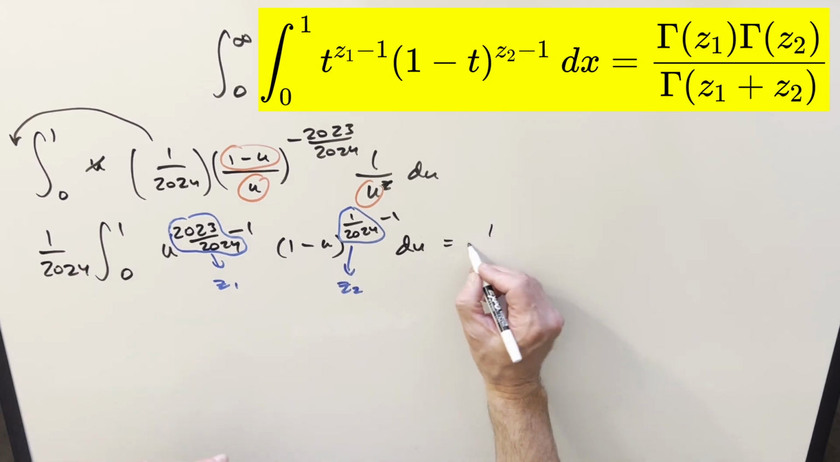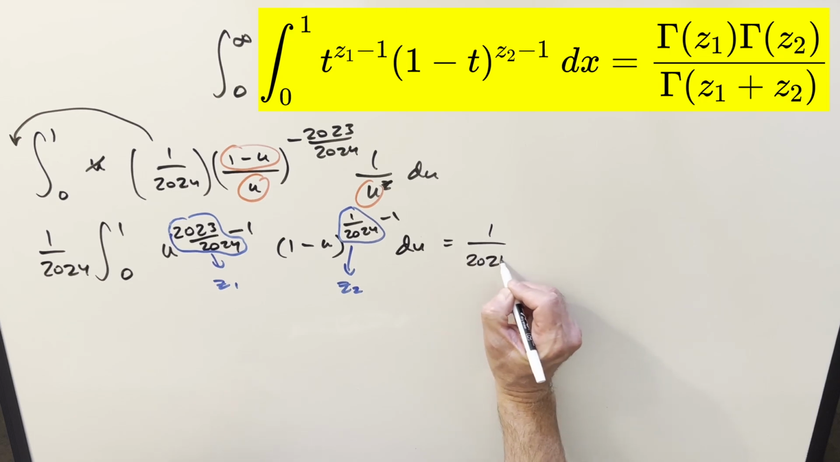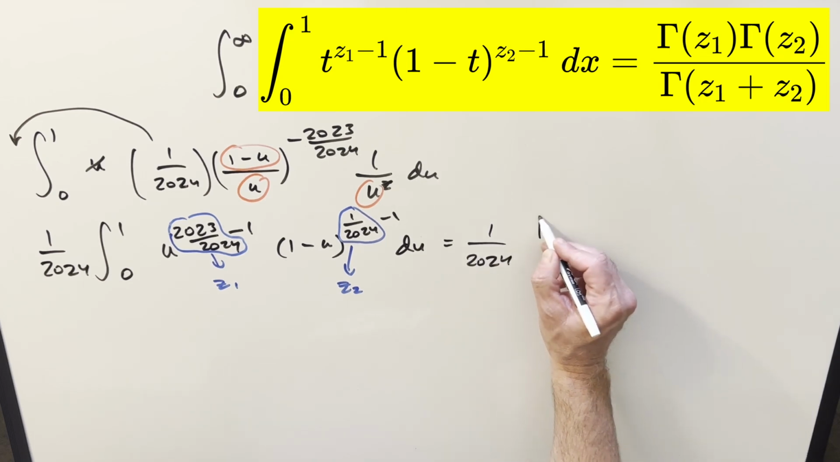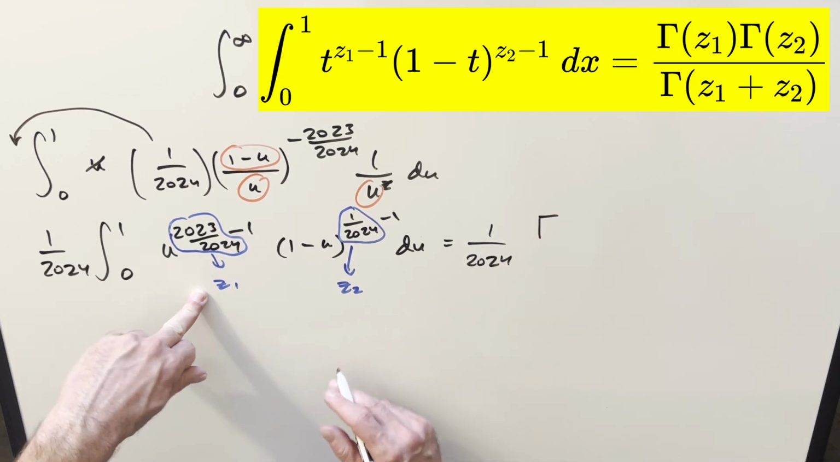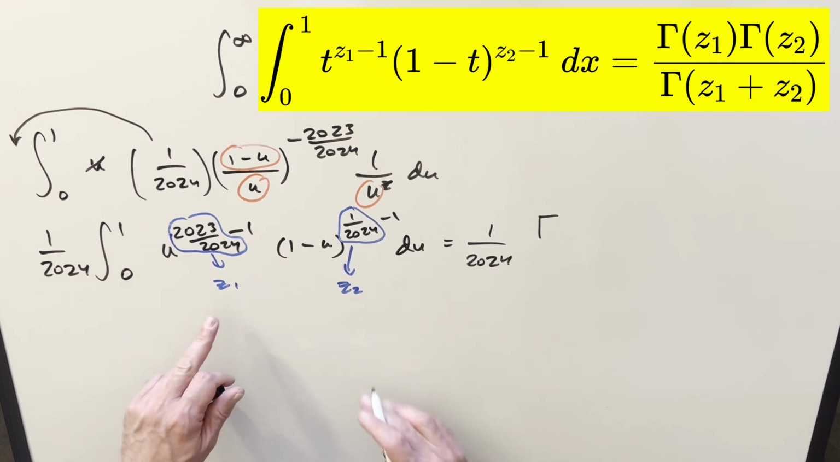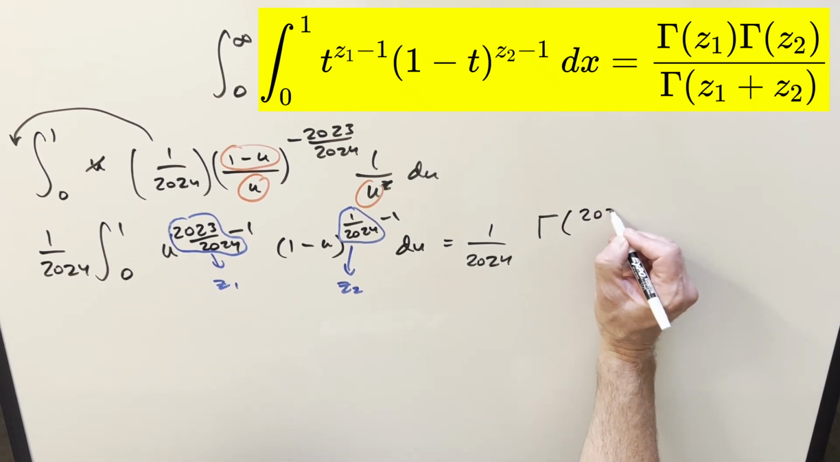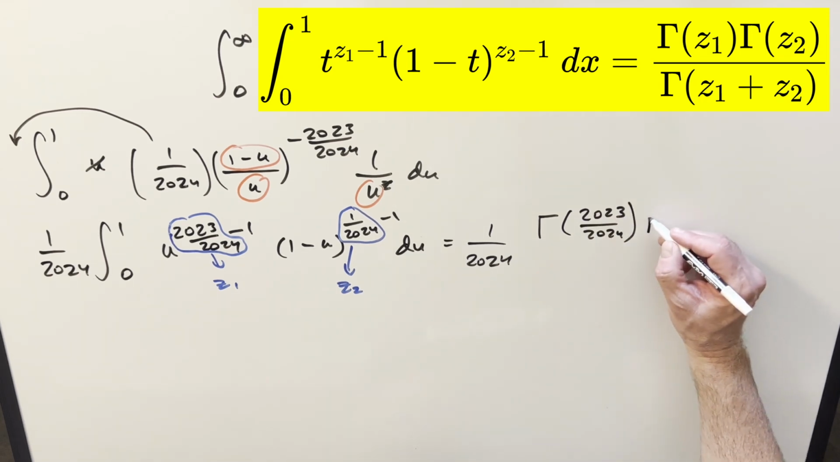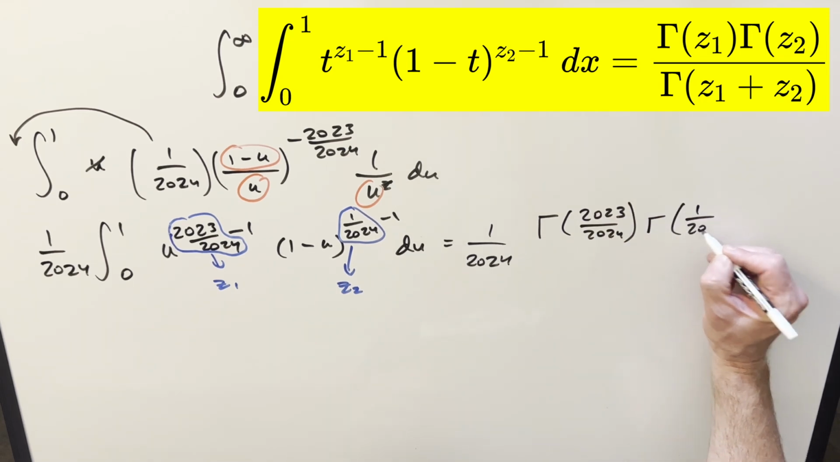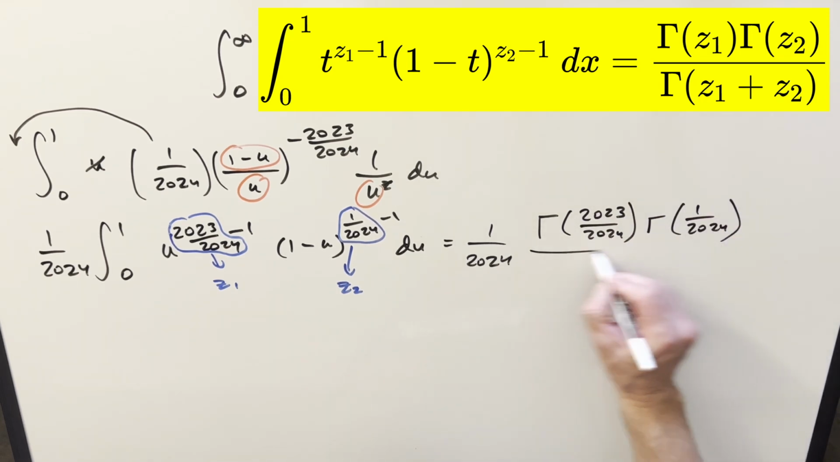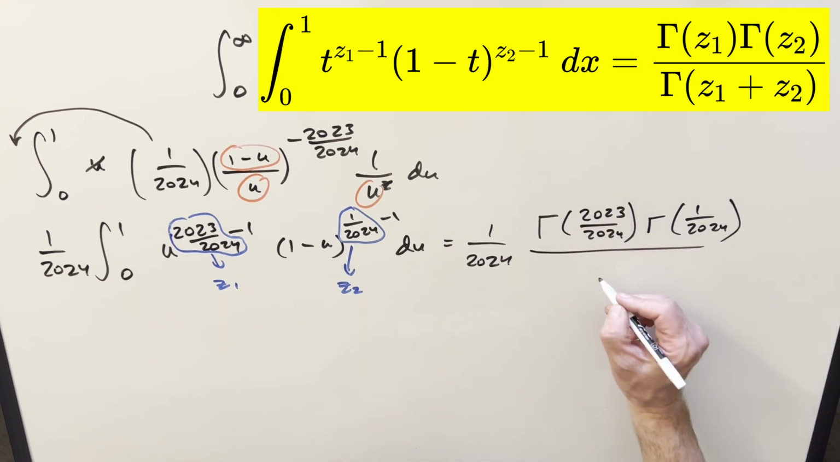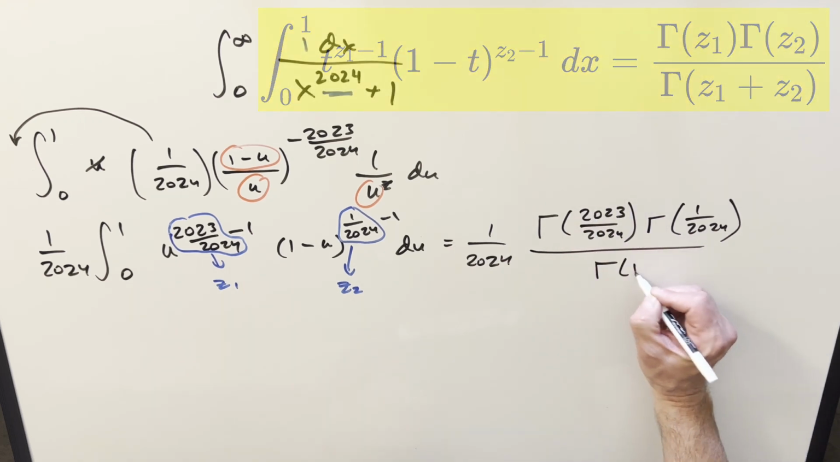We just have to remember that we've got this constant value up front, so we'll bring that over. And then with the formula, it's going to be gamma of the first value times gamma of the second value over the gamma of the sum of these. So for our z1, it's going to be this, and then for gamma z2, we're just going to have 1 over 2024. And the nice thing about this is when you add z1 and z2, you get just 1.